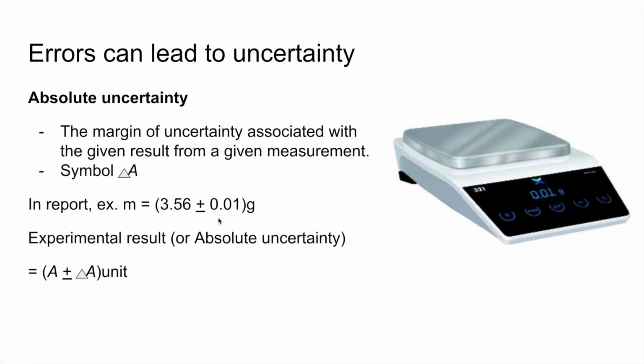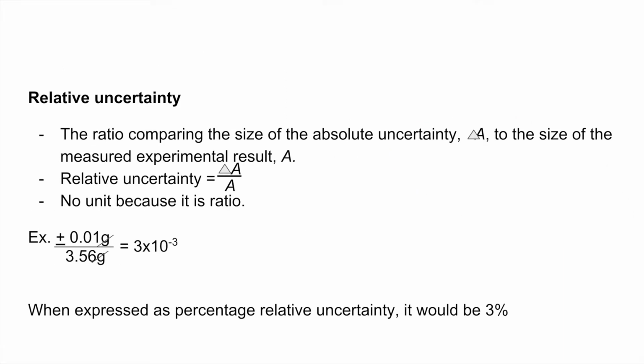So choice of equipment will determine your absolute uncertainty. Remember the rule? Digital, plus minus 1 least. Analog, all other equipment, half of the least gradation. All right. So the absolute uncertainty can also be expressed as a percent uncertainty or relative uncertainty.